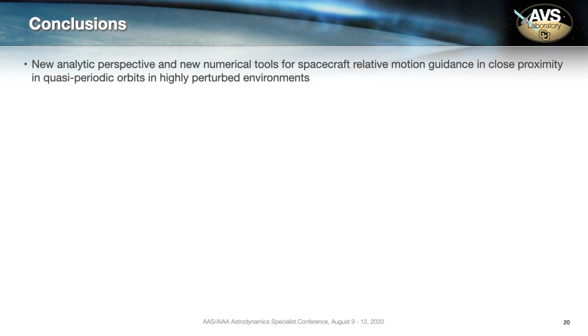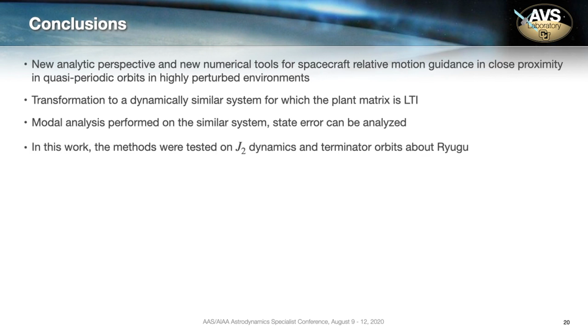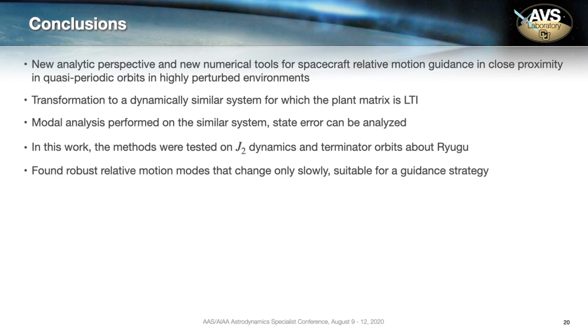So first, this presents a new analytic perspective and new numerical tools for spacecraft relative motion guidance in close proximity in quasi-periodic orbits in highly perturbed environments. We do a transformation to a dynamically similar system for which the plant matrix is LTI. We do a modal analysis on this system, and the state error from that can be analyzed. In this work, the methods were tested on J2 dynamics and Terminator orbits about Ryugu, which gave some interesting results, including the robust relative motion modes that we found that change only slowly. So these would be suitable for a guidance strategy.